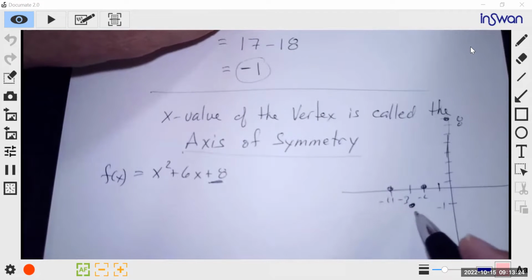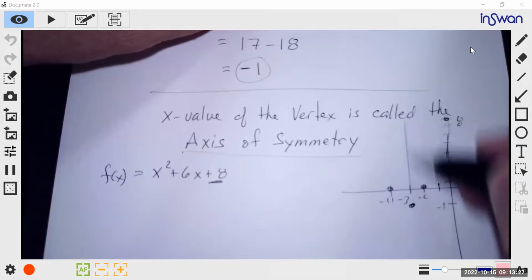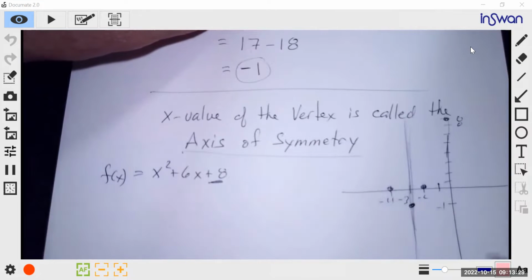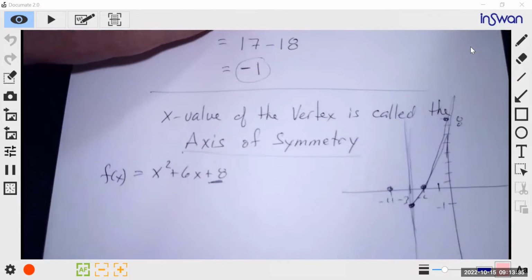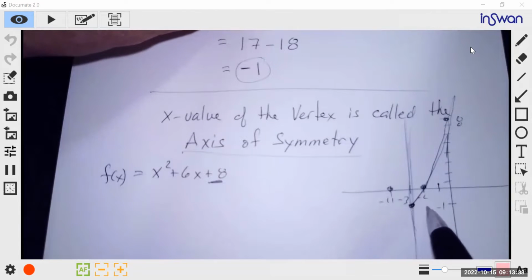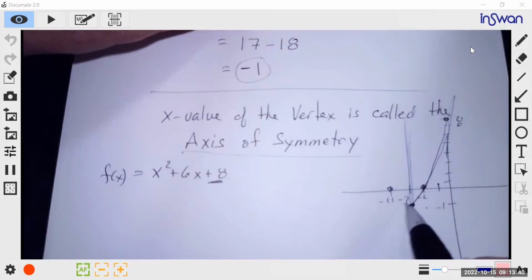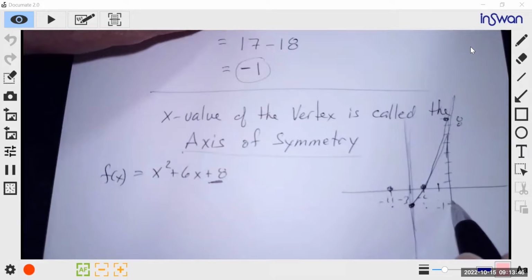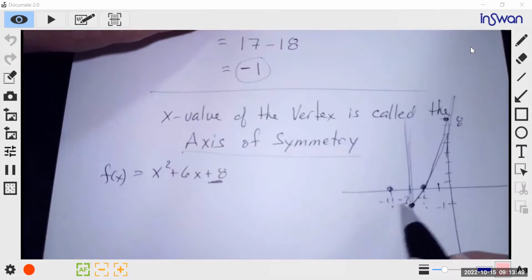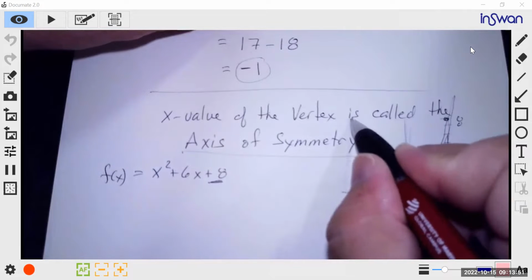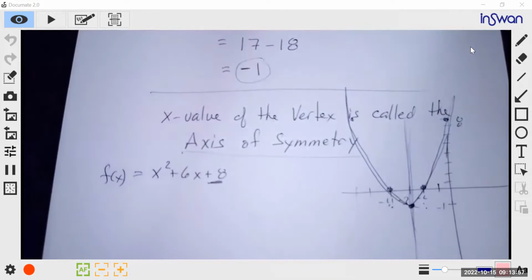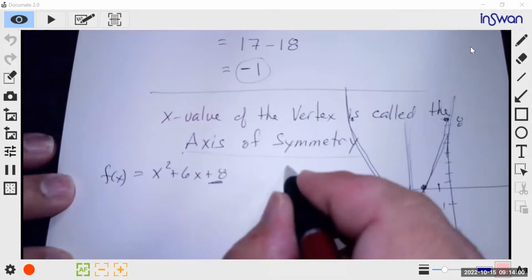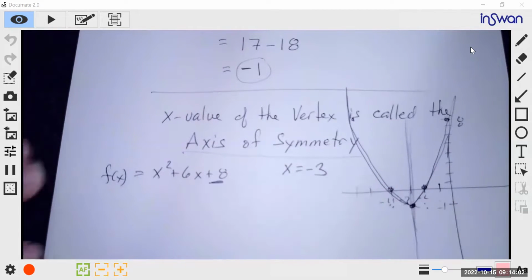The reason this is called the axis of symmetry is because if we drew a vertical line through that point, this side of the graph has to mirror this side. If we go from here to the right and up, we get a point. If we go to the left and up, we get a point. We went 1, 2, 3, all the way up to 8, and 1, 2, 3, all the way up to 8. We have another dot, so we have the mirror image. That's the reason it's called the axis of symmetry. The axis of symmetry is -3. x equals -3.